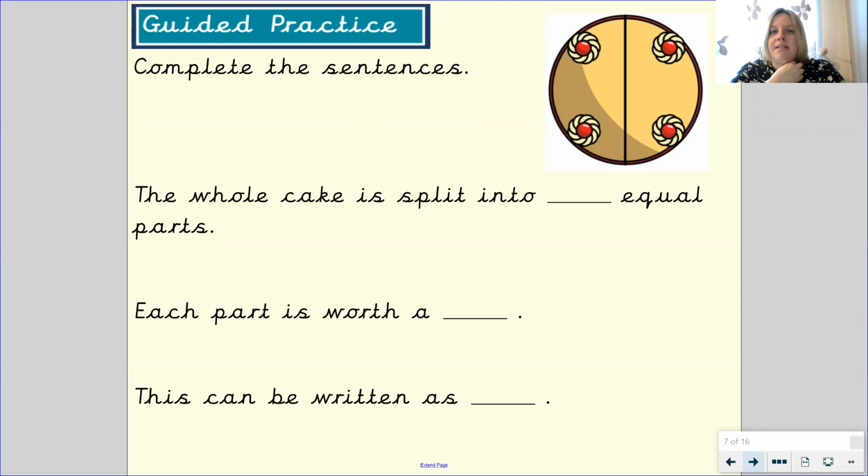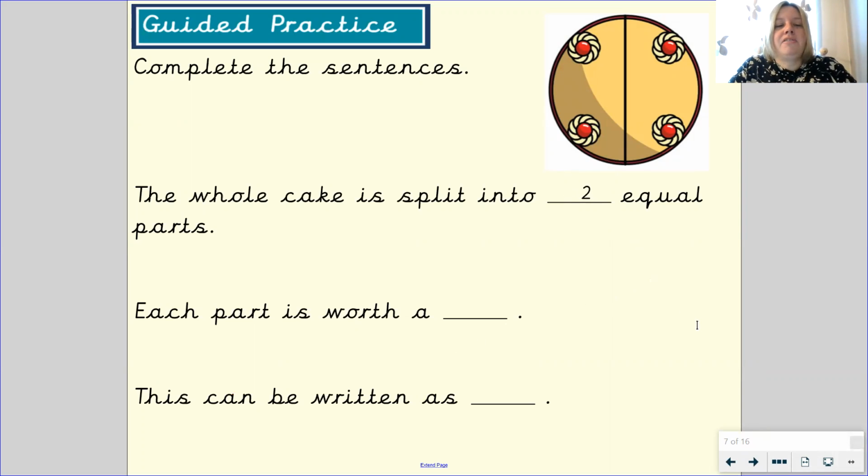Complete the sentence. We have a picture of a cake. The whole cake is split into how many equal parts? Remember that the word equal means the same. How many equal parts is the cake split into? The cake is split into 2 equal parts. So I would write 2 equal parts.